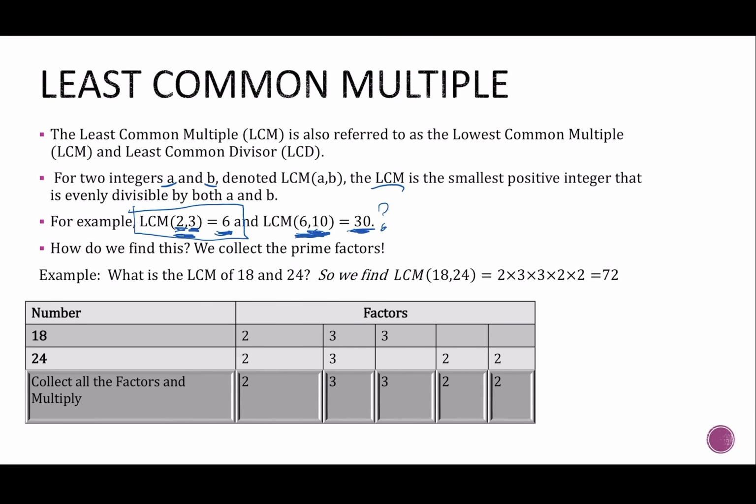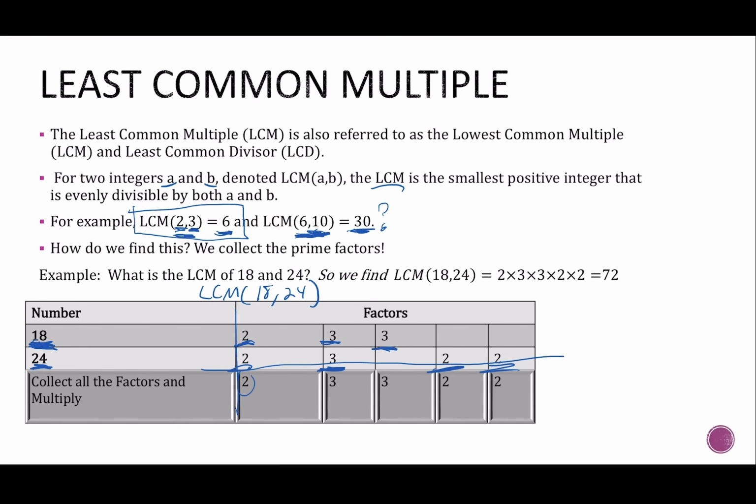Well, in order to find the least common multiple, we collect the prime factors. So let's say, what's the least common multiple of 18 and 24? In order for a number to be divisible by 18, it needs to have a factor of 2, 3, and 3. That is the prime factorization of 18. In order for a number to be divisible by 24, it needs to have a factor of 2, 3, and then 2 more 2's.